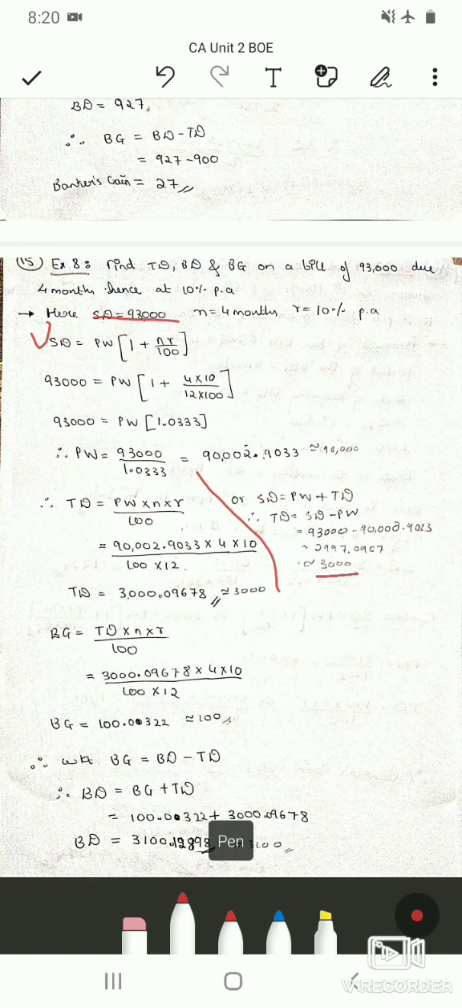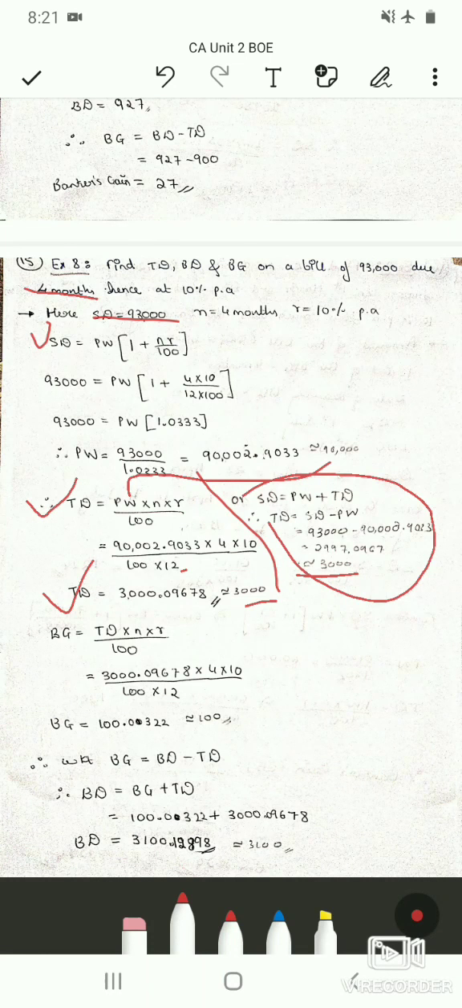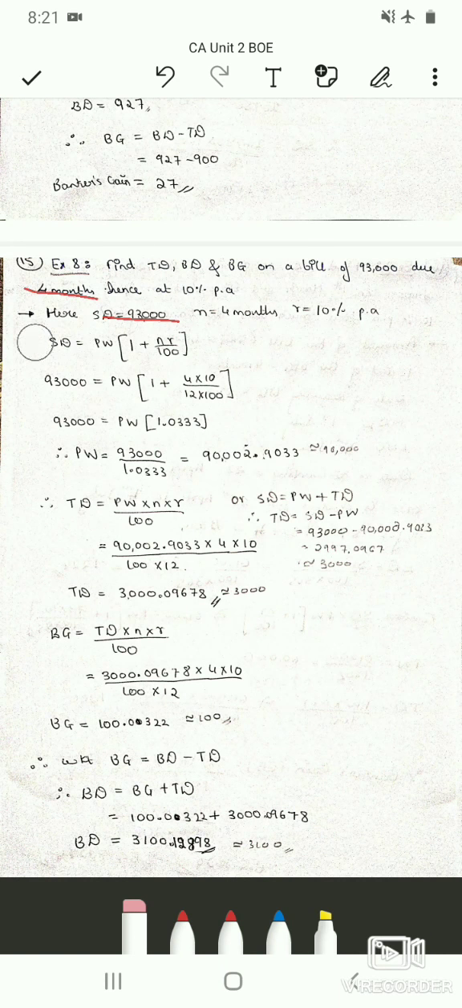Therefore true discount is rupees 3,000, or else you can use the formula of true discount, which is present worth into n into r by 100. So substitute this. Here I have approximated for the final answer. If not, you can write it as it is. So it is 90,000 into 4 into 10 by 100 into 12. Here months is given, so divided by 12. So true discount is 3,000. I think it is better to use this, because everything is known. You can find true discount easily.